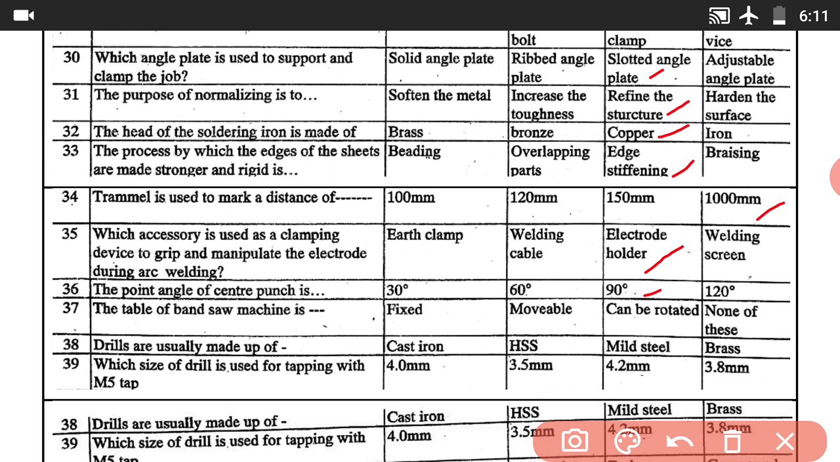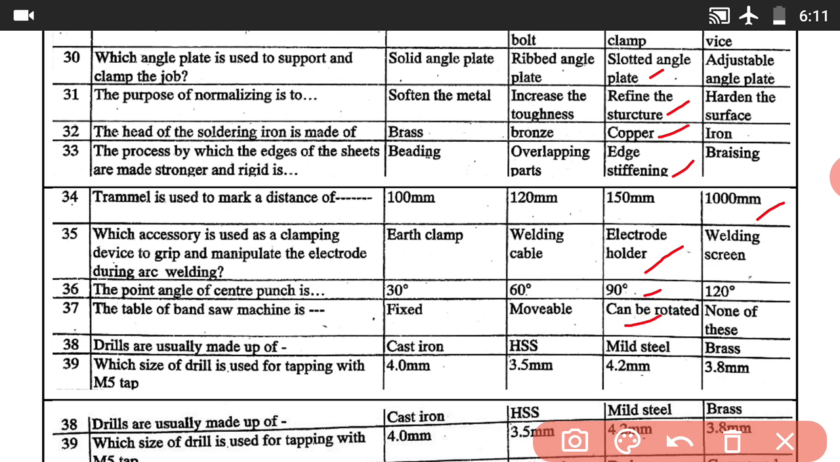Question number 37. The table of a hand saw machine is dash. The answer is it can be rotated. Option C is the correct answer, can be rotated.